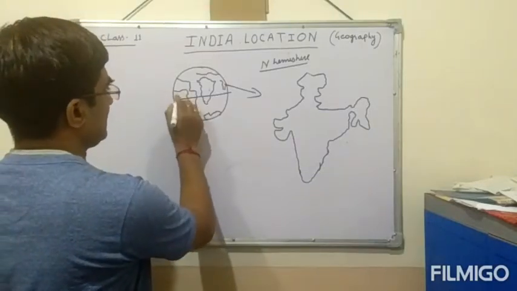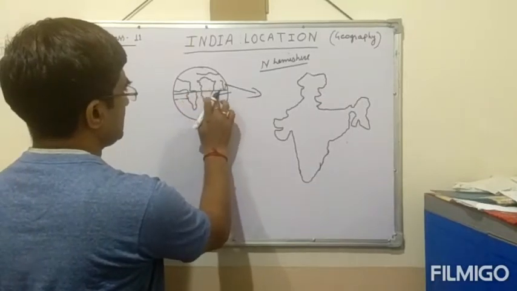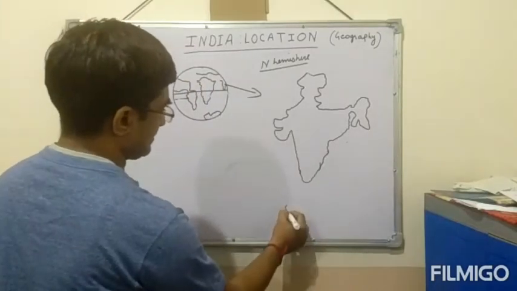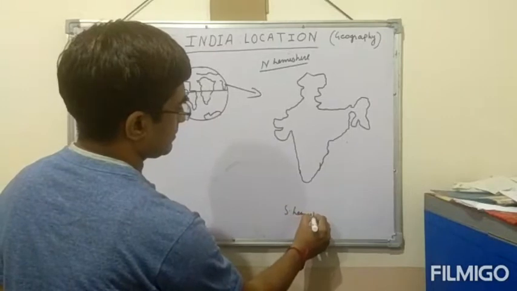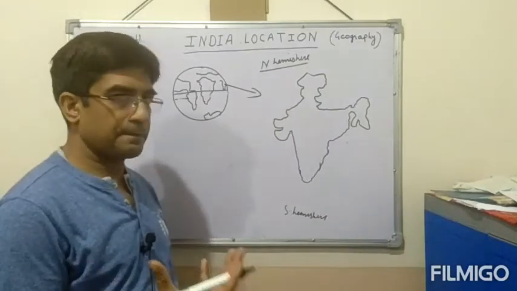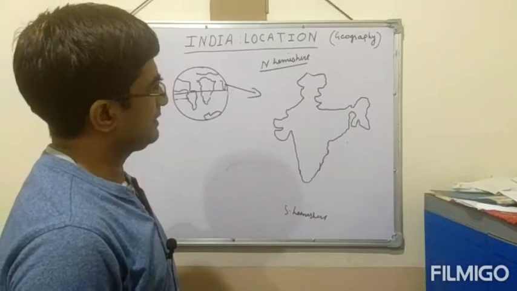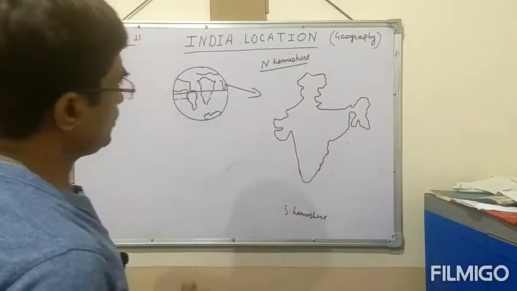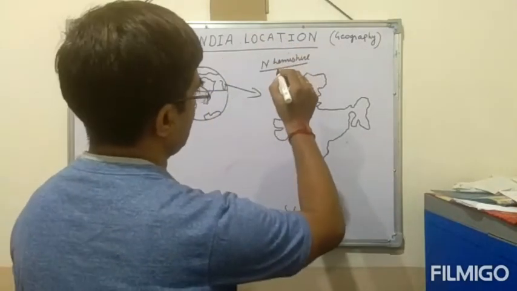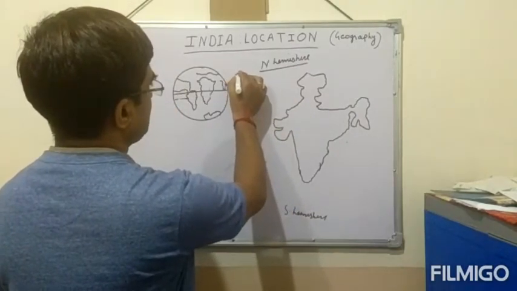This is not the accurate drawing, this is the accurate drawing, and this is the northern hemisphere, and this is the southern hemisphere. Hemisphere means the half part of the earth: the north hemisphere and the south hemisphere. So India is not only in the northern hemisphere, the northern direction, but it is also tilted toward the east direction.